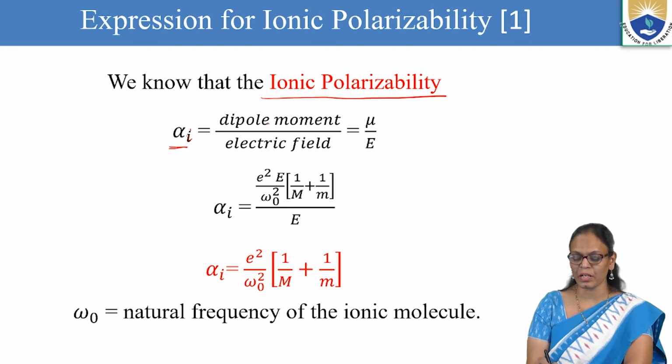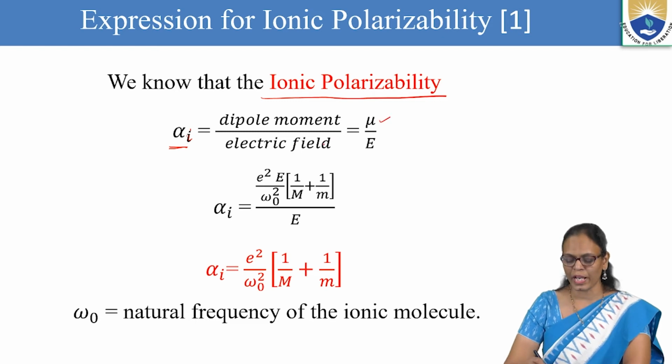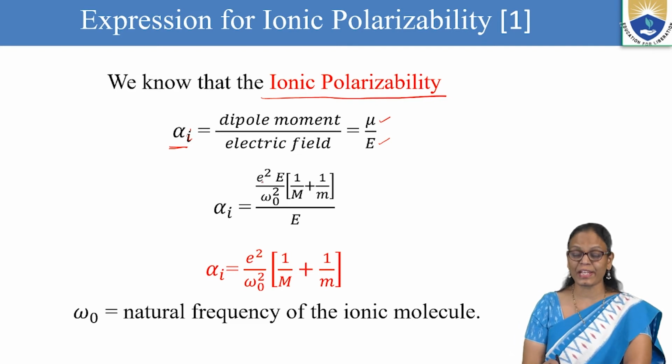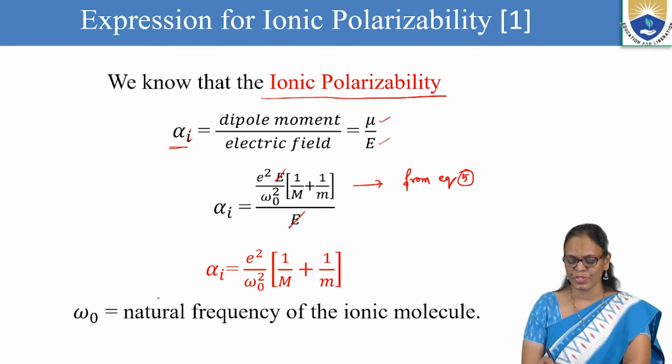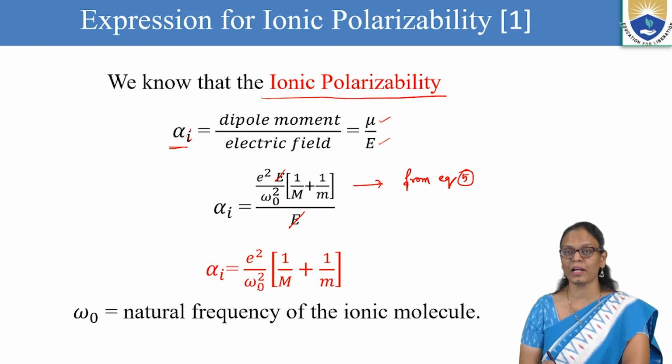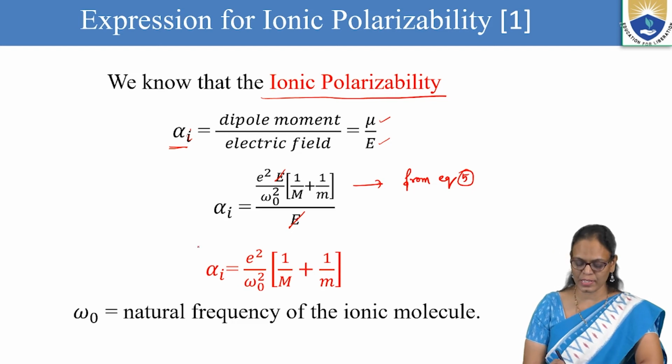So alpha i will be the dipole moment upon electric field. Dipole moment denoted by mu, electric field denoted by E. So what is the dipole moment we got? mu is equal to e square E by omega naught square upon 1 by capital M plus 1 by small m. This is from equation 5 we got. Whatever we got in equation 5, we are substituting here for mu upon capital E. So this capital E and this capital E will get cancelled. So what is left here is e square by omega naught square into 1 by capital M plus 1 by small m. This is alpha i.